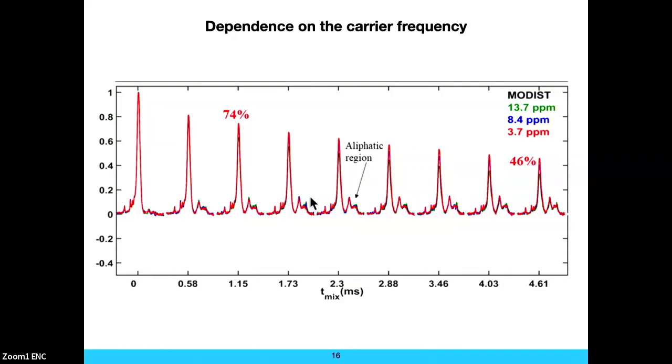Transfer to water should also be suppressed because it has a significant frequency separation, unless it's transferred by exchange, of course. We haven't looked too closely at the water signal, but if we did have a lot of water signal building up, we should see it in this sequence as well.